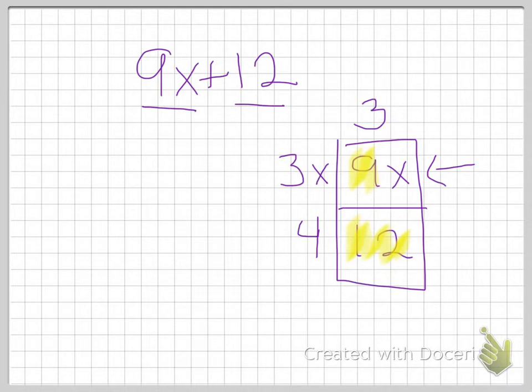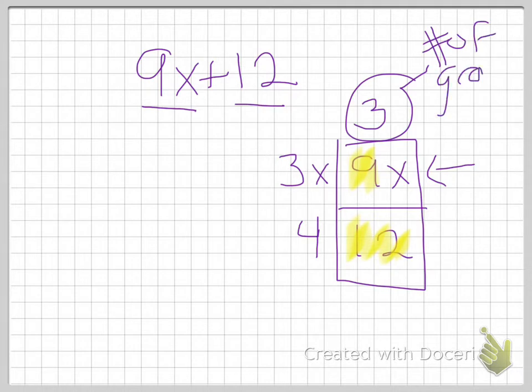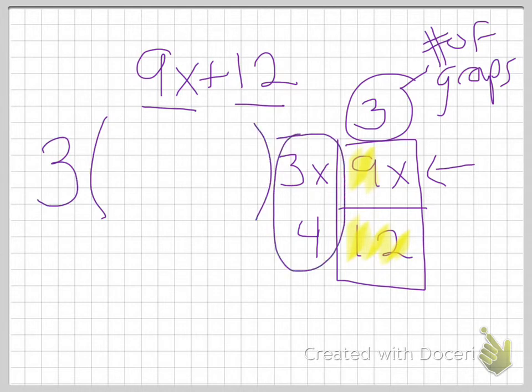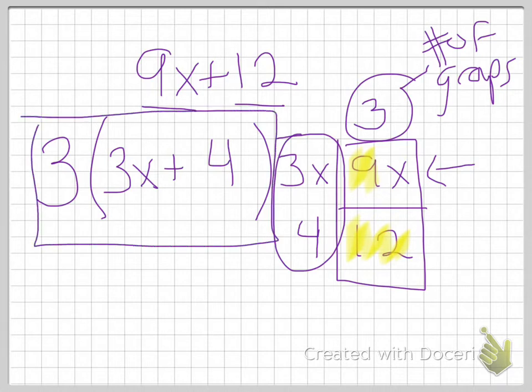So this means that up here is the number of groups that were created, so that's the number that goes in front of the parentheses. And on this side over here is what is inside of each group. So in each group there are 3 x's and 4 unit tiles. And if you were to draw this out using algebra tiles, you would see that it does in fact have 9 x's and 12 unit tiles.